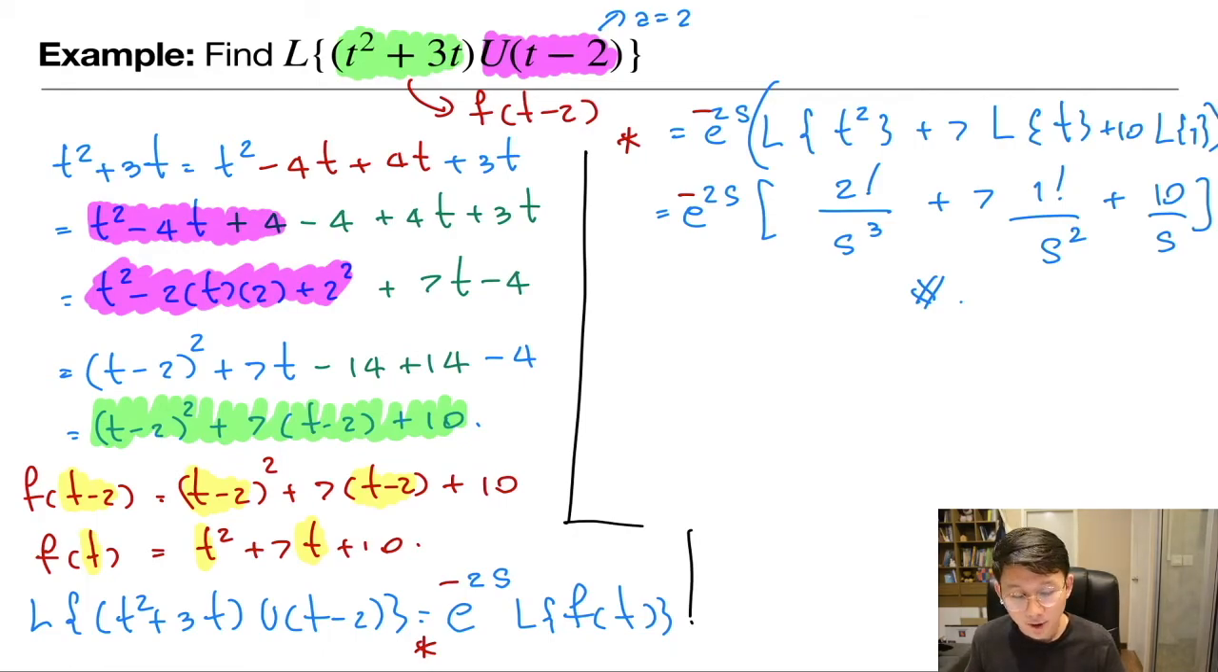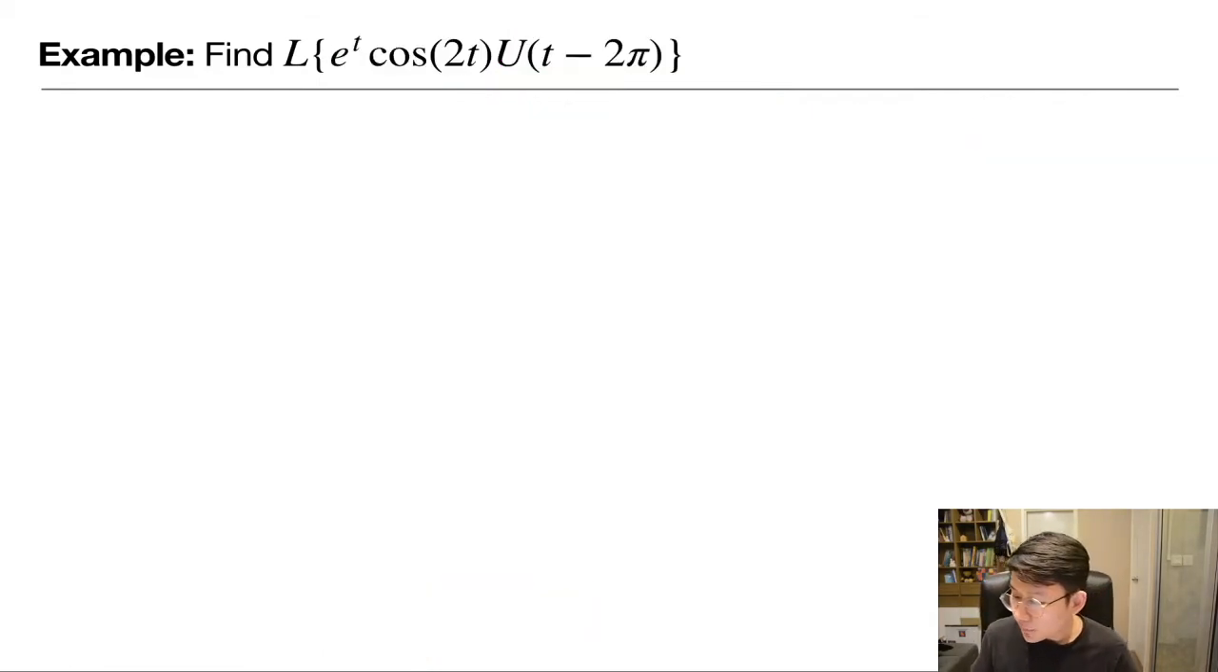So next example, we want to find the Laplace transform of e to the t cos 2t u of t minus 2 pi. Sorry, I don't know why I said it like that.